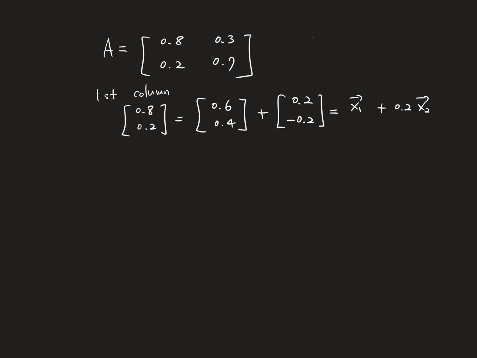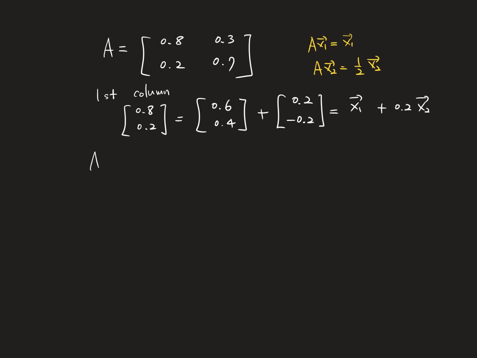Now we go back to the example, and the first column of a matrix could be represented as a linear combination of eigenvectors, because we know that eigenvector x1 has eigenvalue 1, and eigenvector x2 has eigenvalue 1/2. So we know that. And we can represent the first column of matrix A as a linear combination of two eigenvectors.